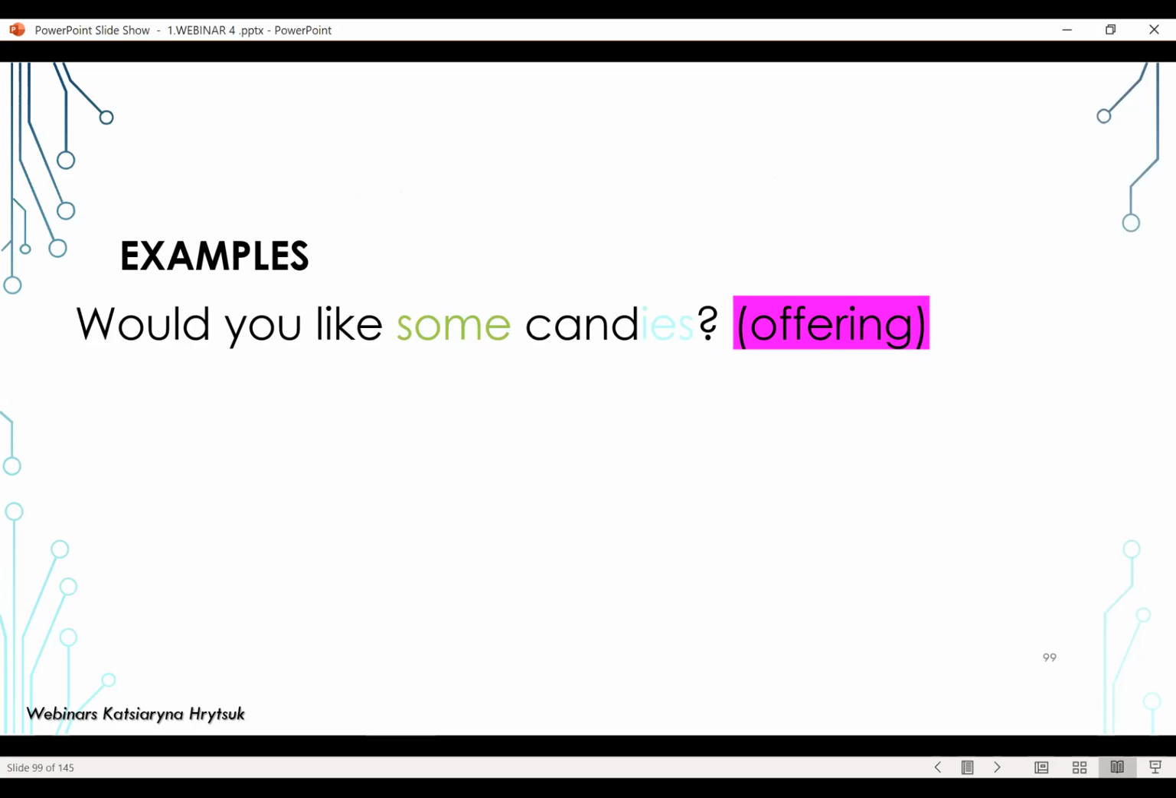But we also use some in a question when we offer someone something. Would you like some candies? Would you like some tea? Would you like some coffee? It's a question, but we use some. Why? Because we offer someone something.